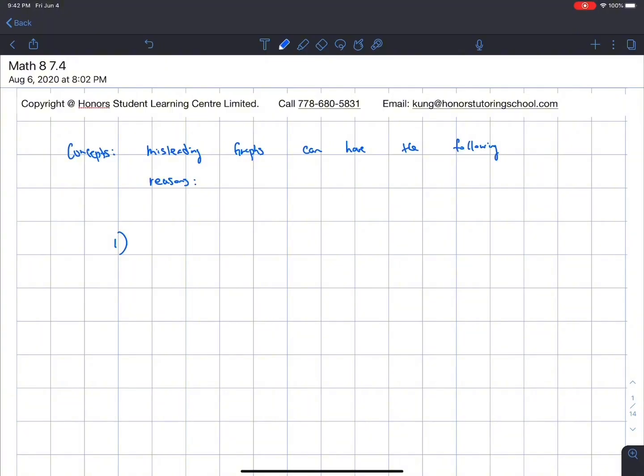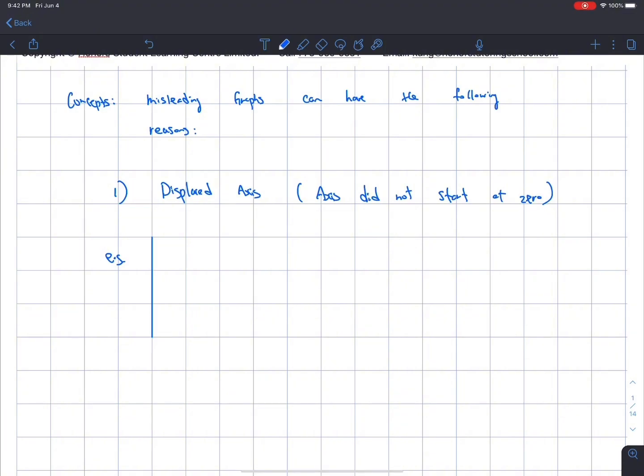The first one you need to know is displaced axis. It simply means that the axis did not start at 0. So for example, let's say this is 75, 80, 85, and 90.